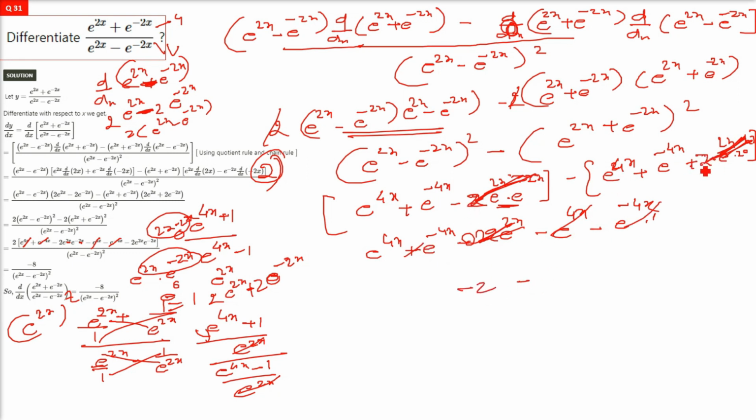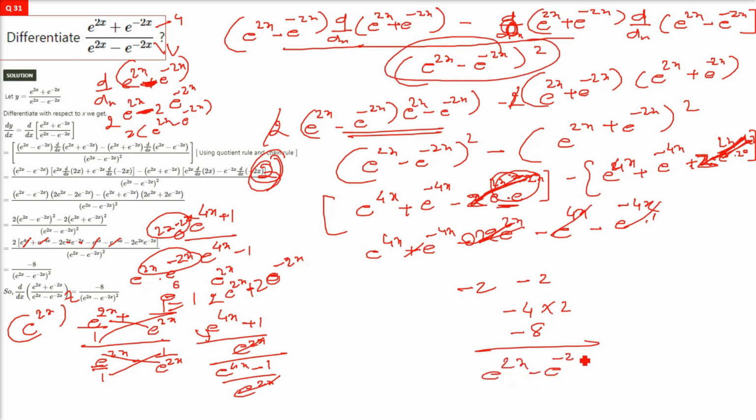This is minus 2, because minus is already outside. So when you open it, it will be minus 2. So minus 2 will be minus 4. And you have a 2 here. So minus 4 into 2 is minus 8. And in the denominator we have e raised 2x minus e raised minus 2x whole square. This is going to be your final answer.